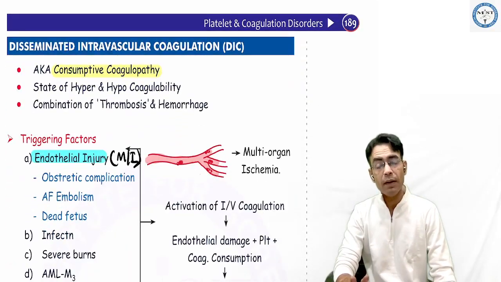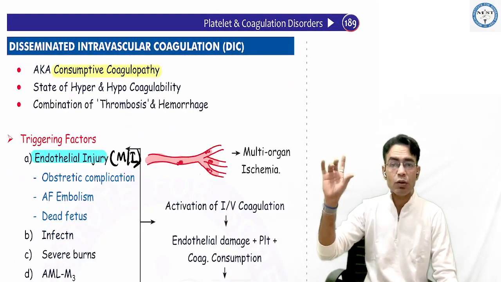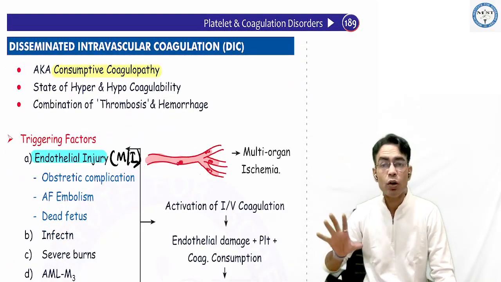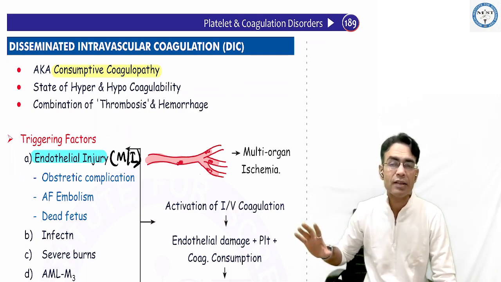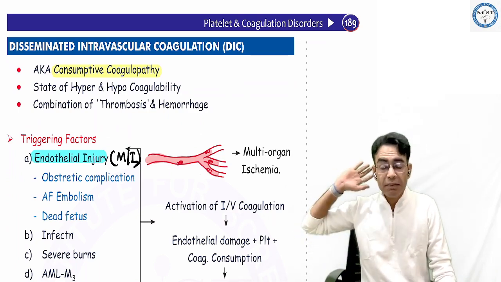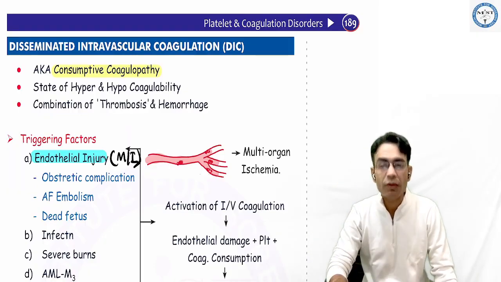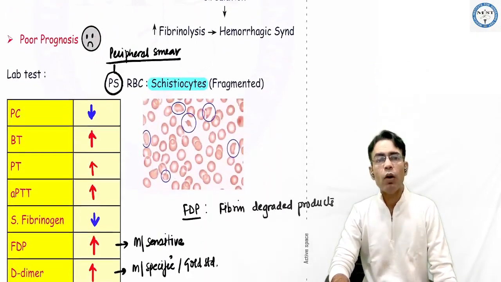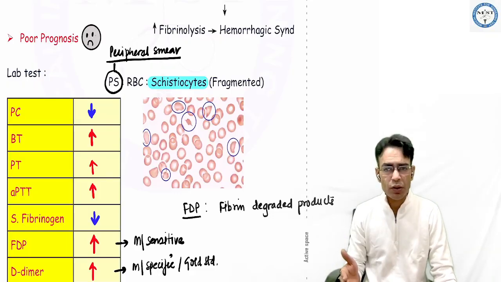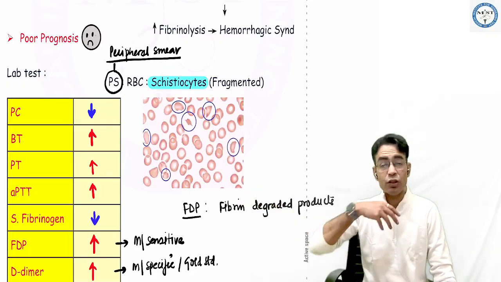is endothelial injury. DIC, disseminated intravascular coagulation: in the entire body, you are making a lot of clots. So everywhere you are consuming platelets and coagulation factors. So the patient is devoid of platelets and coagulation factors, and that is why it is called consumptive coagulopathy. Okay. Now, DIC has a very poor prognosis because there are too many clots.